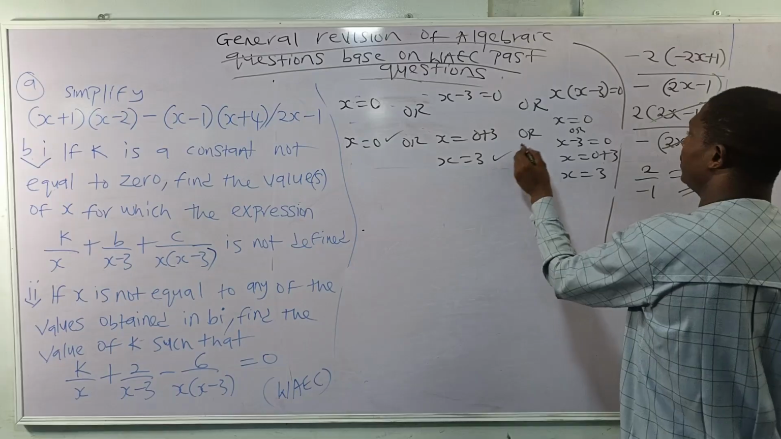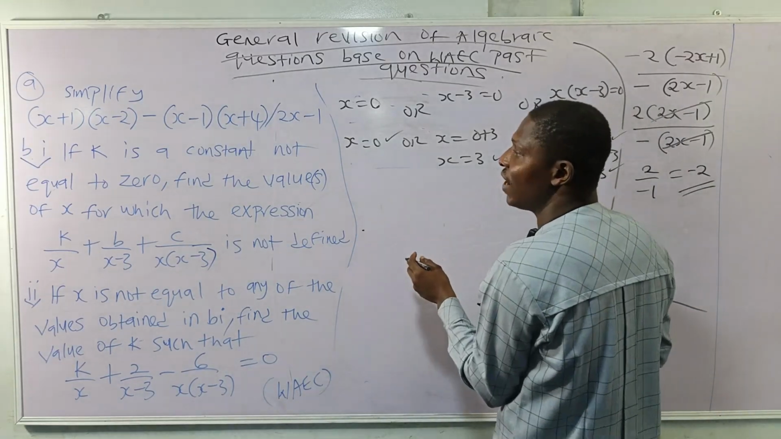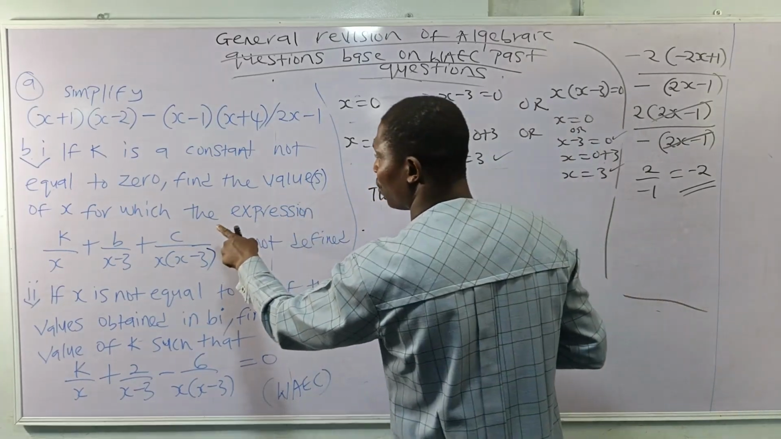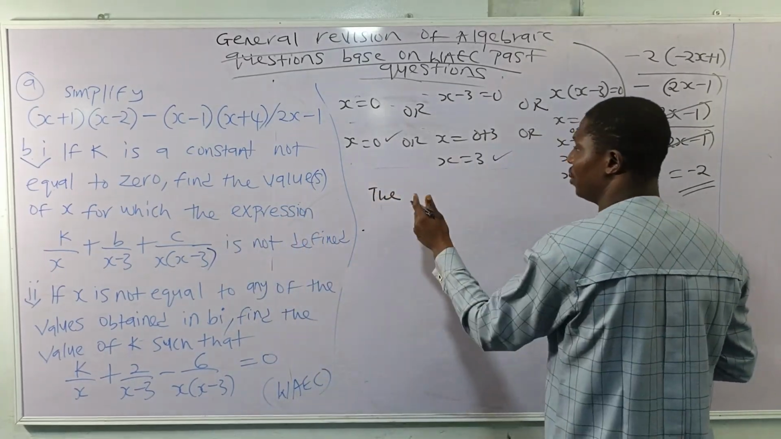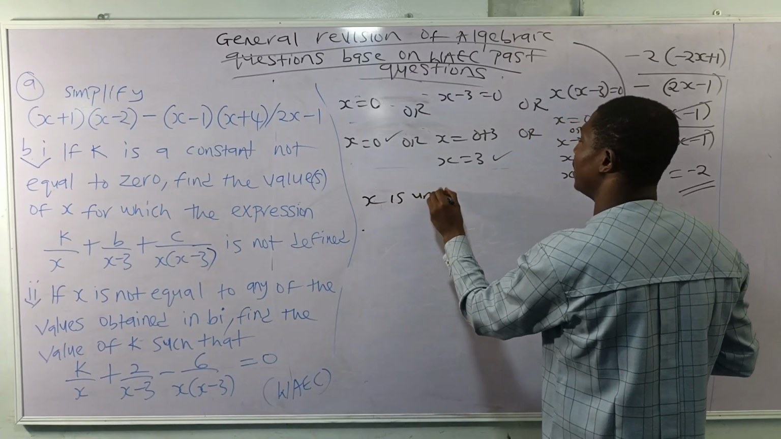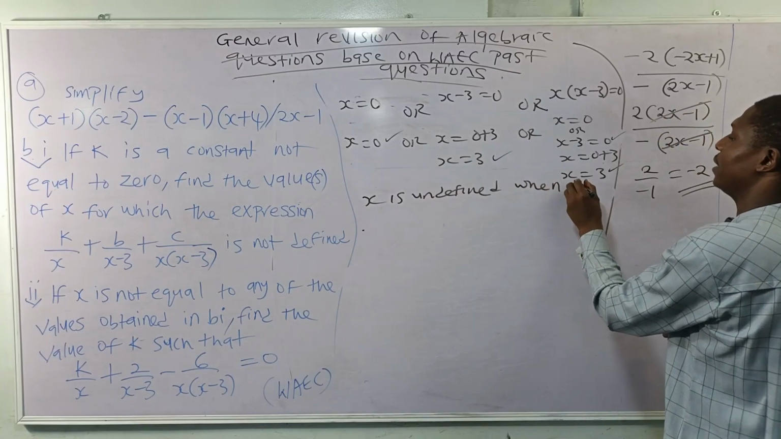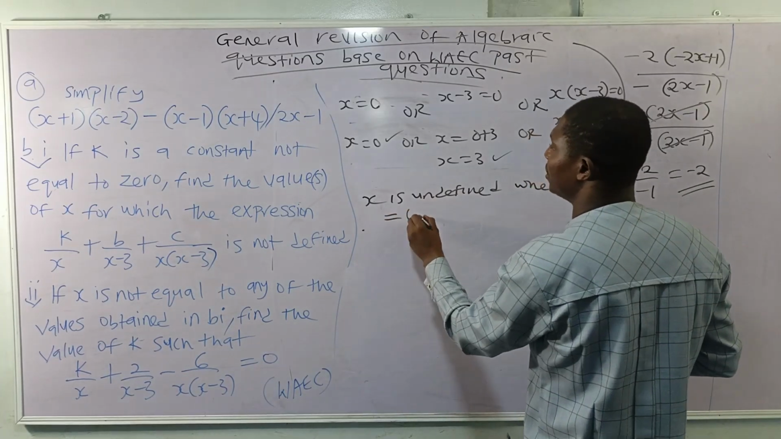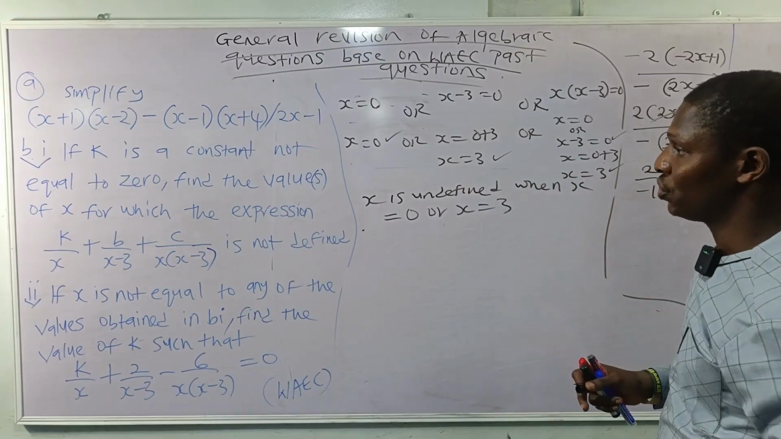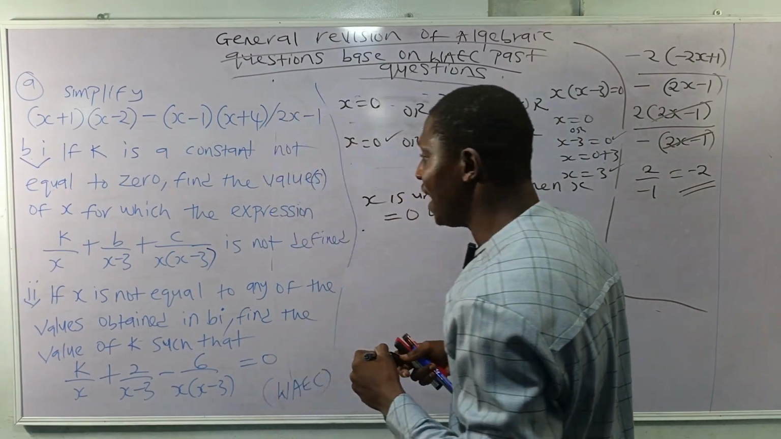So we have 0, 3, also 0, 3. So we can't repeat. They said find the values of x for which the expression is undefined. So we simply say x is undefined when x is equal to 0 or x is equal to 3. You don't repeat it, take note. So that gives the solution to bi.